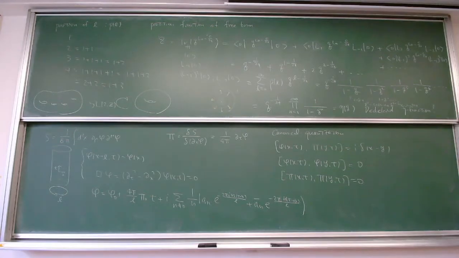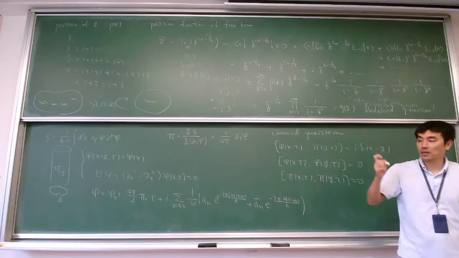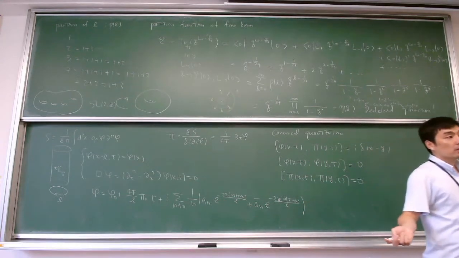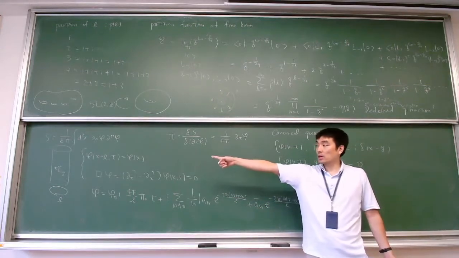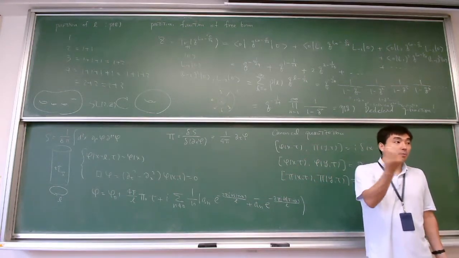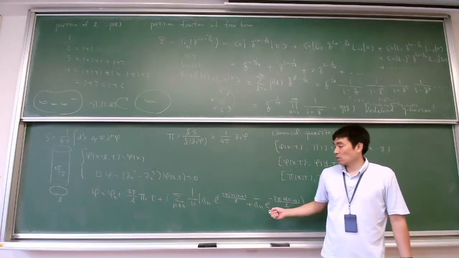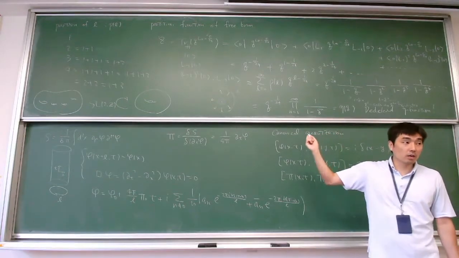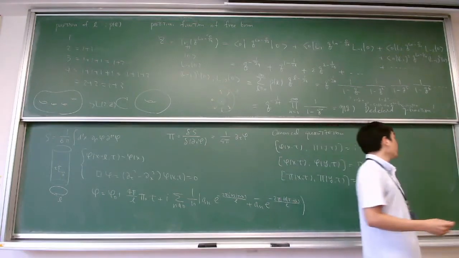So this is canonical quantization. You now treat phi and pi as operators. Therefore, a_n and a_n dagger become operators. Here it's just a Fourier transformation, imposing the periodic boundary condition as well as the Klein-Gordon equation. If you impose the canonical quantization, a_n and a_n dagger become operators.